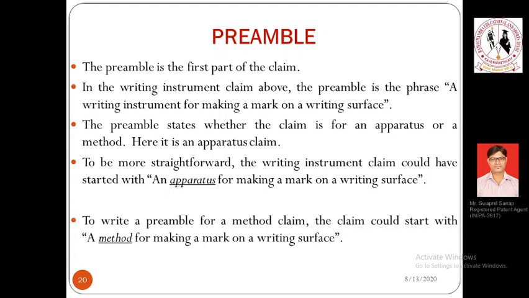Similarly, if you want to write a method claim, you will write a method for making a mark on a writing surface. Here you are clearly specifying that you are talking about a method which is used for making a mark on the writing surface. So this is the importance of the preamble, right?